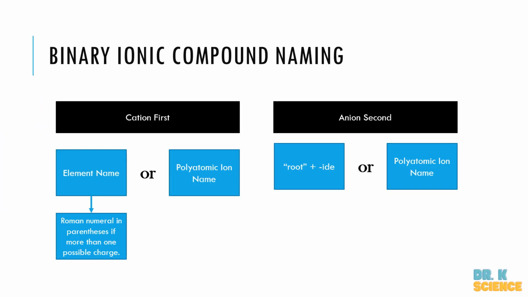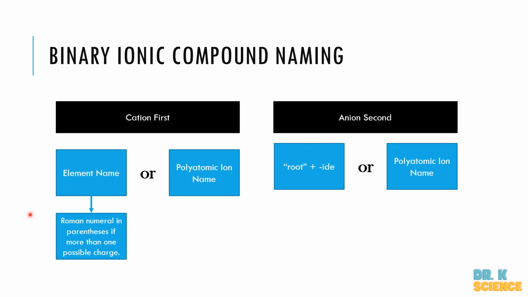Now we have named quite a few binary ionic compounds so far in this series. We started with these first two rules where we had the element name for the cation and then our root plus IDE for the anion. So if we had chlorine, it became chloride and so forth. In our last video, we added in the polyatomic ions. We looked at some of the polyatomic ions, what they were, and how we would name those if they were the cation or anion.